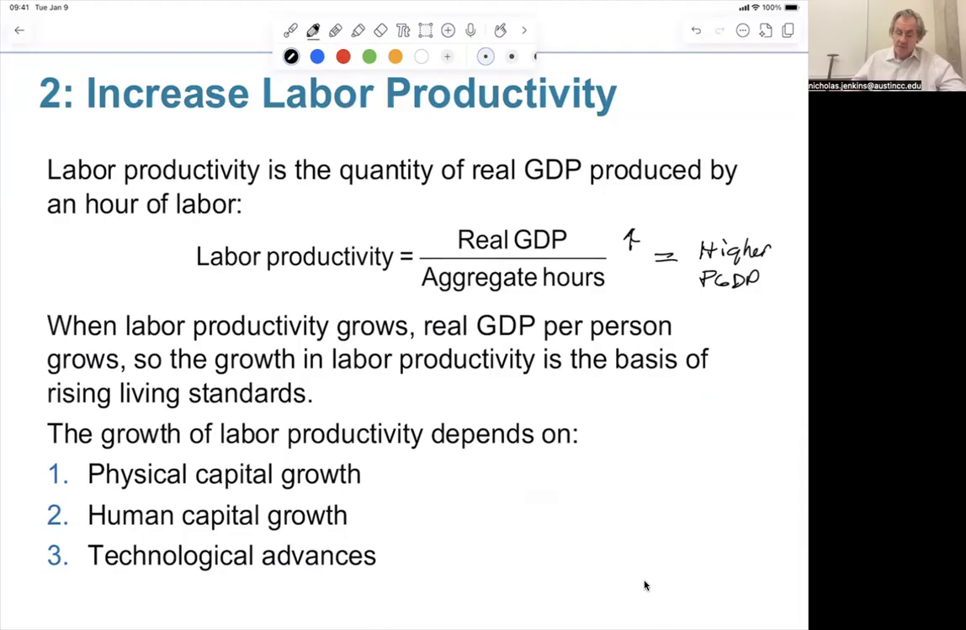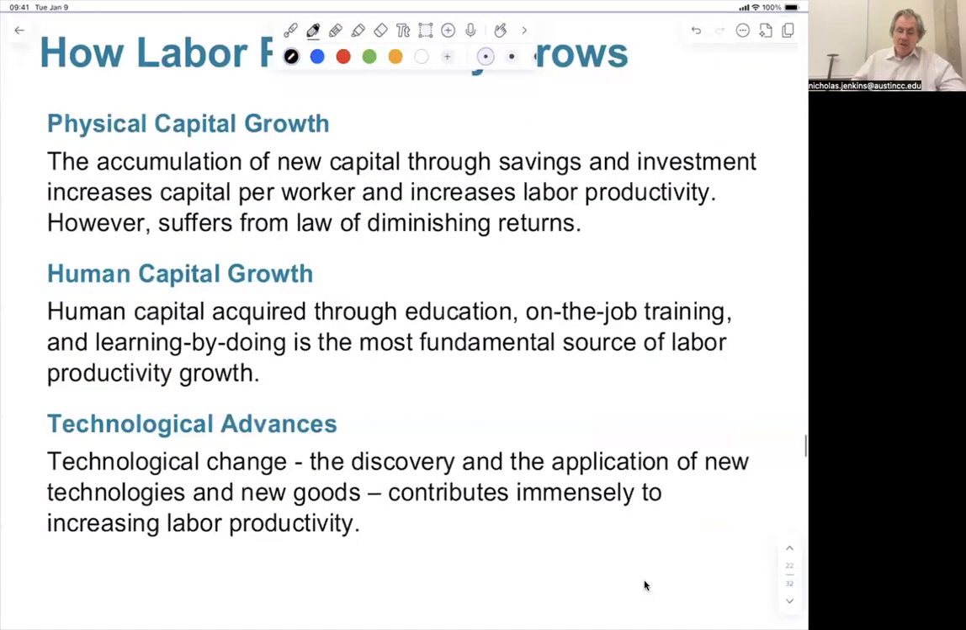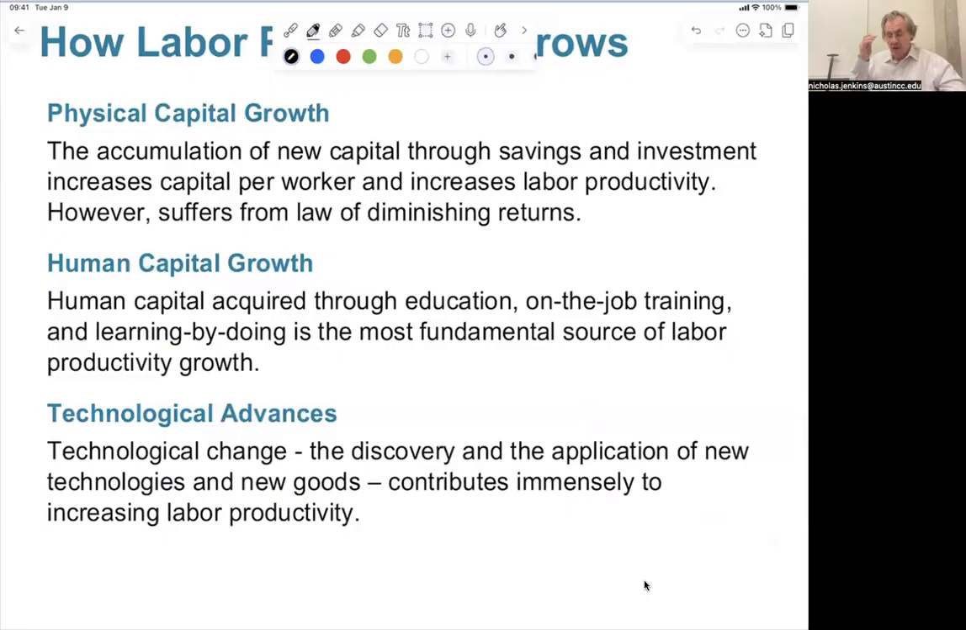I'm going to skip to the next page. Physical capital growth: in other words, we can come up with new capital through savings and investment that increases the capital dollars per worker, which increases productivity. However, that also suffers from the law of diminishing returns.